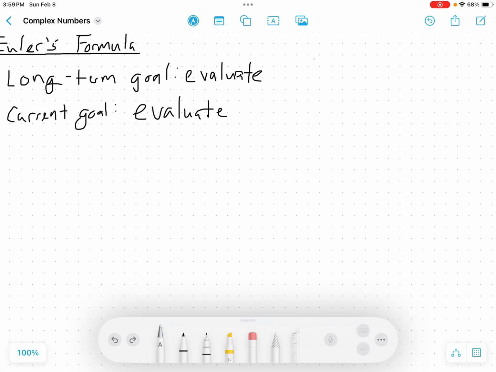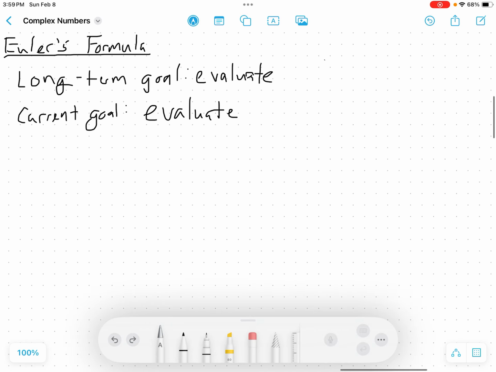Today's video, we're going to be talking about Euler's formula. So the idea is, and I'm presuming that you've come into this video with some idea on how to add, subtract, multiply, possibly divide complex numbers. If not, I suggest going back and brushing up on some of those skills.